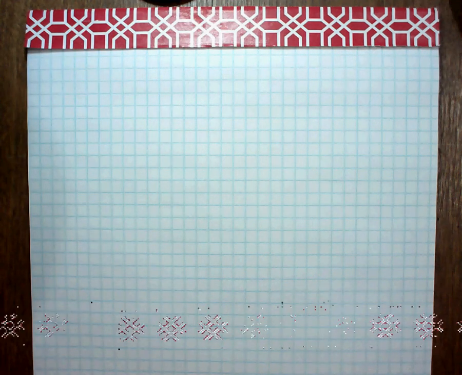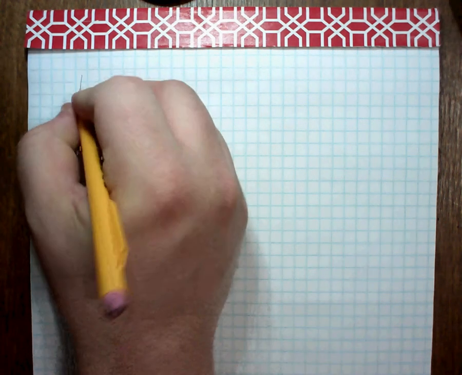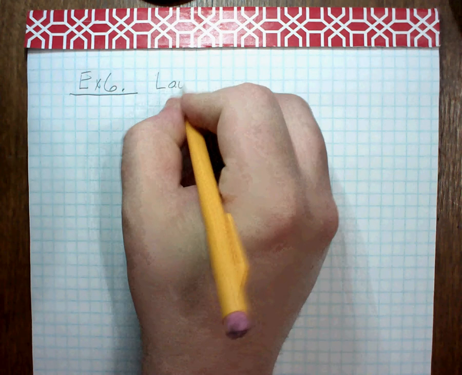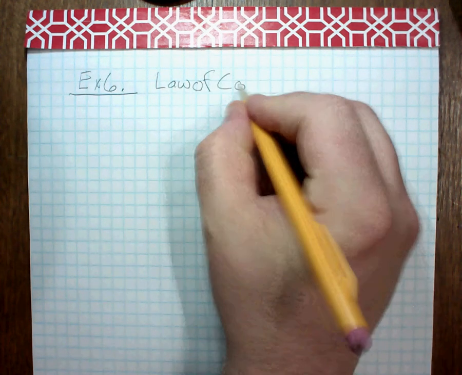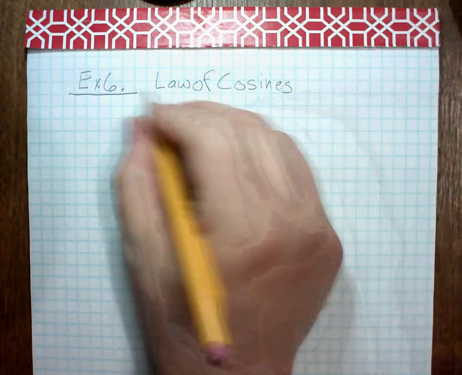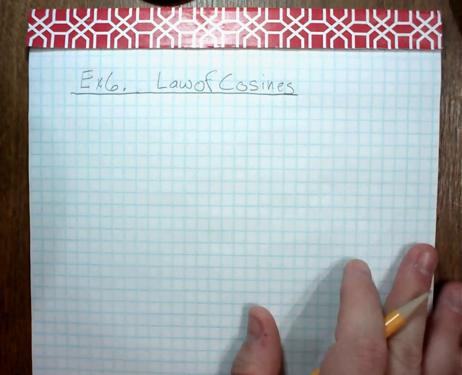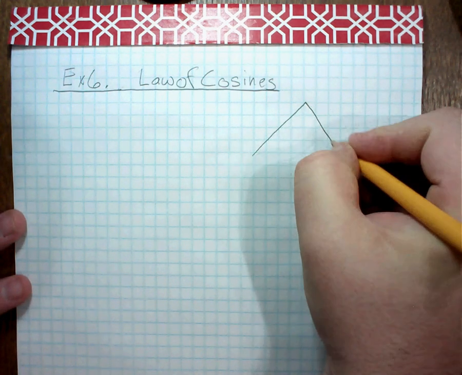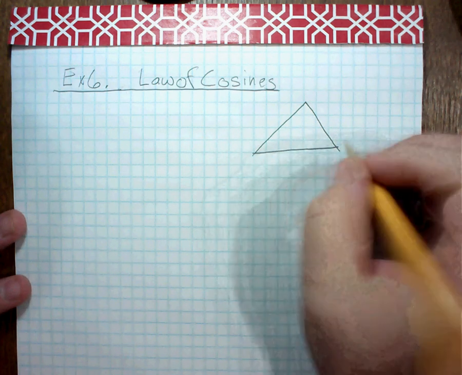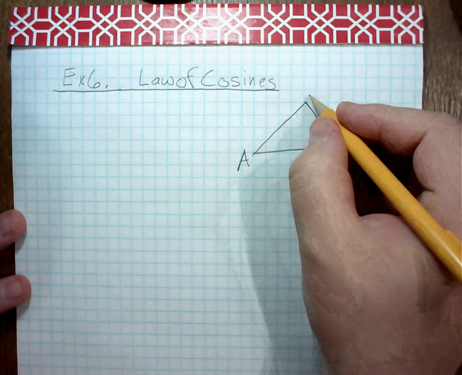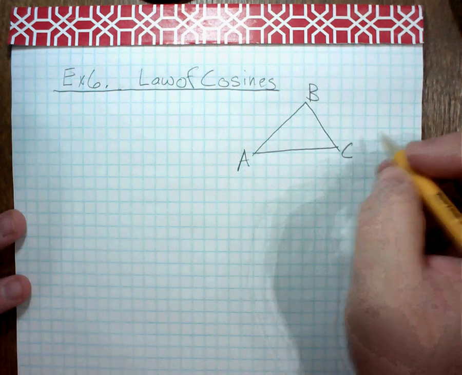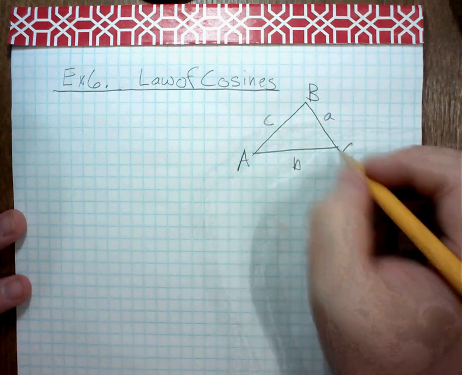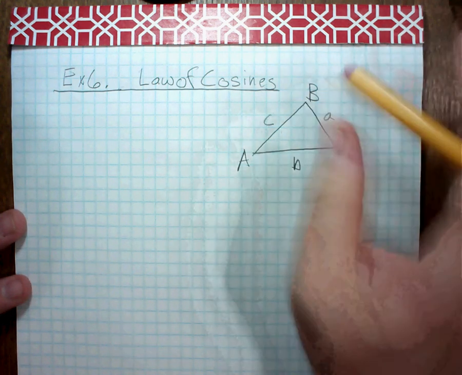Alright, so for example number 6, we're going to focus on the law of cosines. And so the law of cosines is this: if I have a triangle, it doesn't have to be any type of triangle. This applies for any triangle where the vertices are A, B, and C, capital A, B, and C, and then the opposing sides are lowercase a, lowercase b, lowercase c, always across from the corresponding capital letter angle.